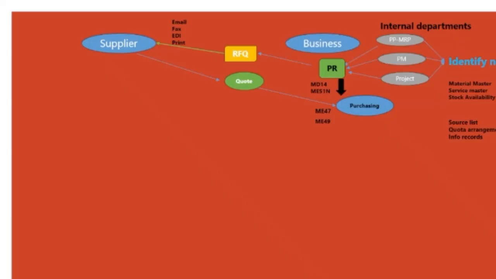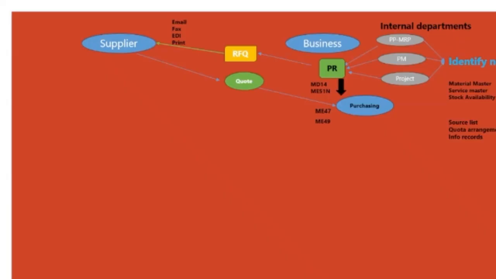And when somebody asks you what are the evaluation criteria of the vendors, it may be price, delivery time, quality ratings, past performance of the vendor, payment terms, and commercial conditions. Based on those parameters, you can evaluate the vendor or select the vendor.